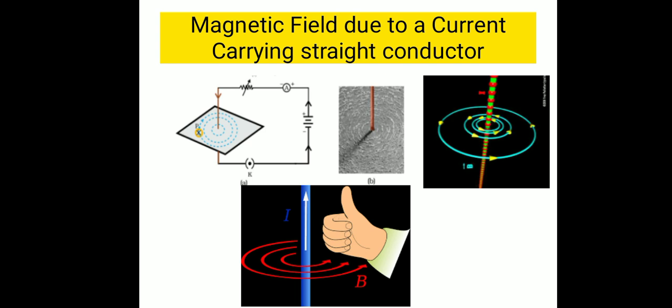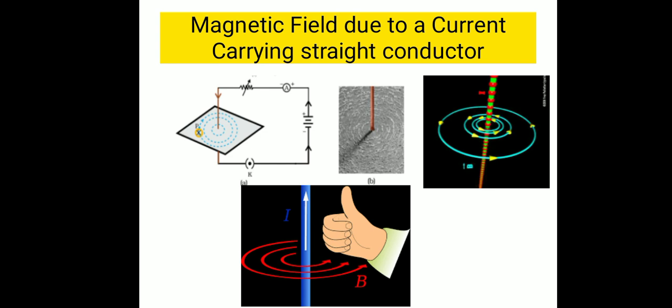This shows that there exists a magnetic field around the straight conductor carrying a current, and it is in the form of concentric circles. These circles represent the magnetic field lines with the conductor at the center. From this experiment we can conclude that a current carrying straight wire produces a magnetic field around it, and these magnetic field lines are in the form of concentric circles with the conductor at the center.